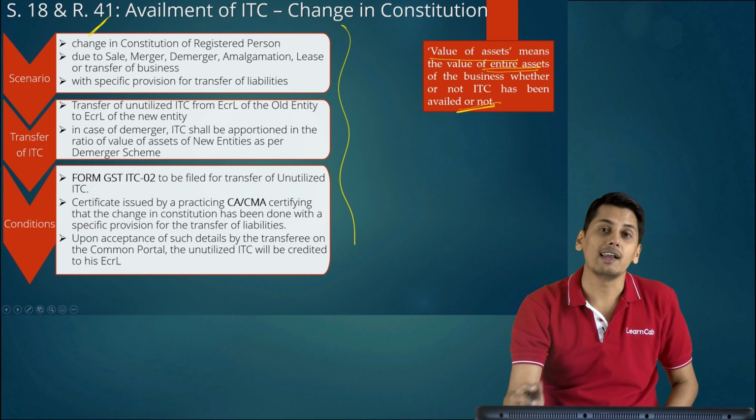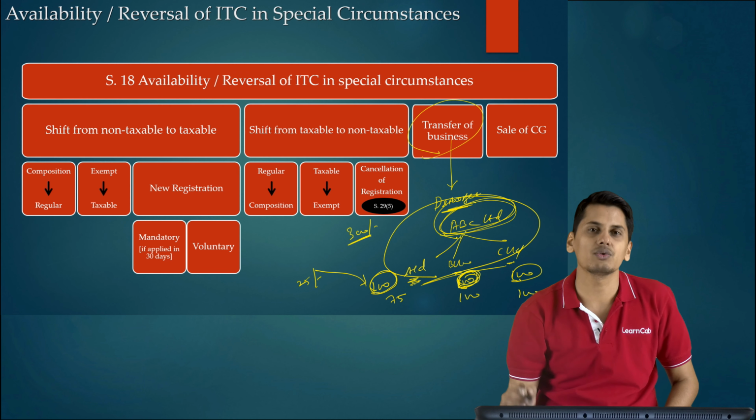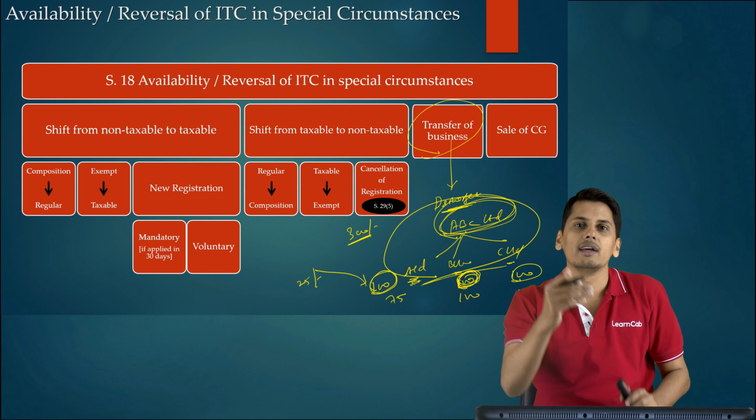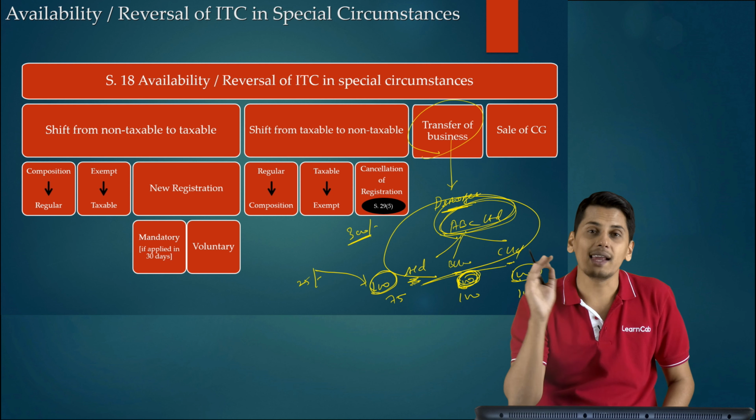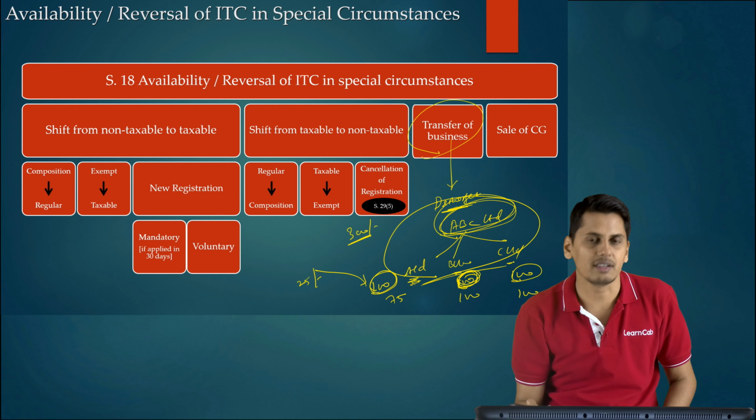It tells you the value of asset means the entire value of asset. So in our example, it is going to be 100 is to 100 is to 100. In this ratio, you need to transfer the balance which is lying in the electronic credit ledger from ABC Limited to all these three entities.